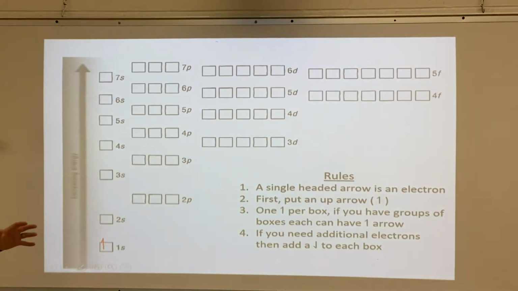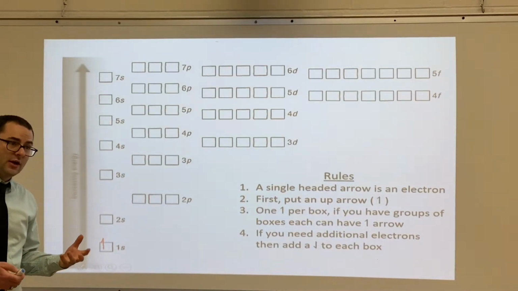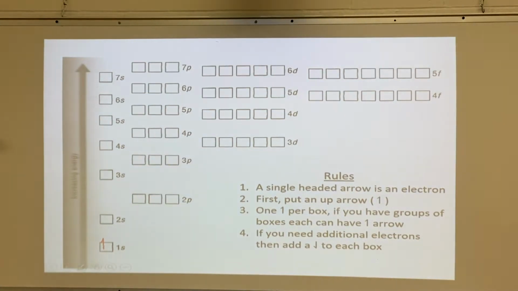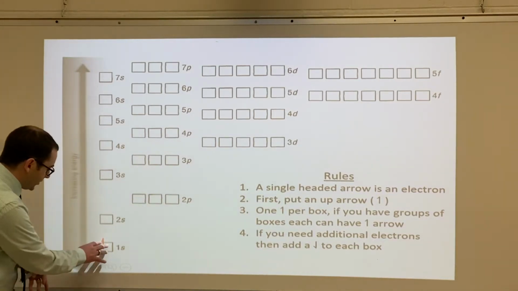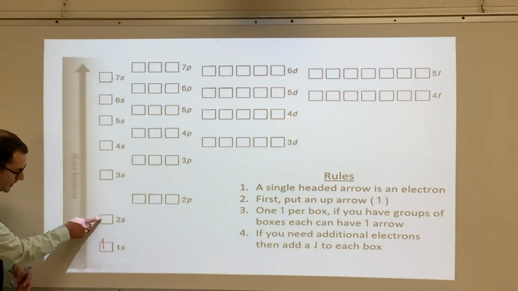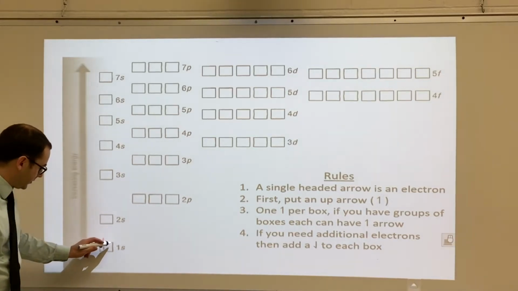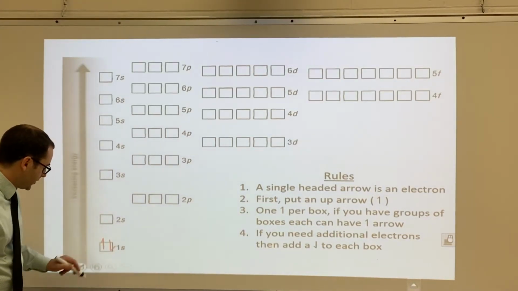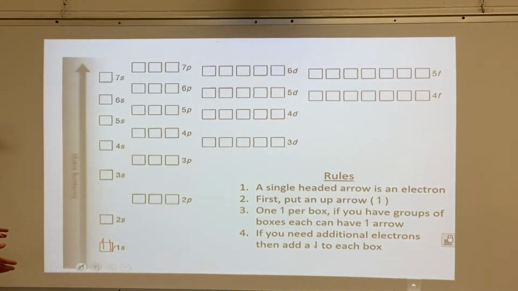Now, let's say that you wanted to do helium, all right? How many protons does helium have? It has 2. So now that means we need 2 arrows. So we already have one arrow here. Where would we put our second arrow? Same box next to it, arrow down, right? You wouldn't put it up here because it takes more energy. And again, we want to put it in the lowest energy possible. So this is what helium would look like, okay?